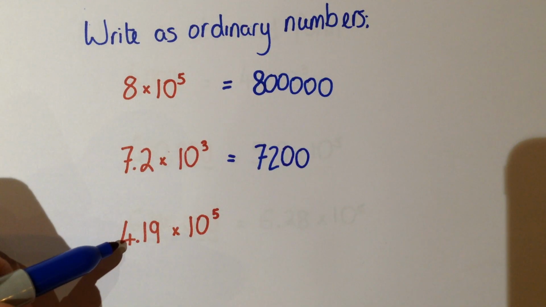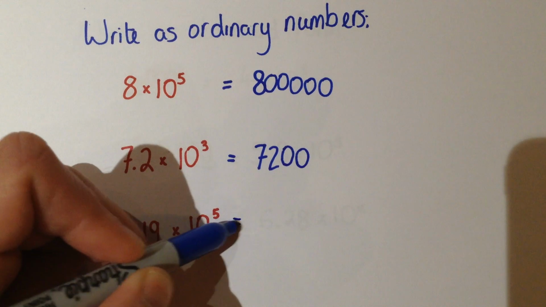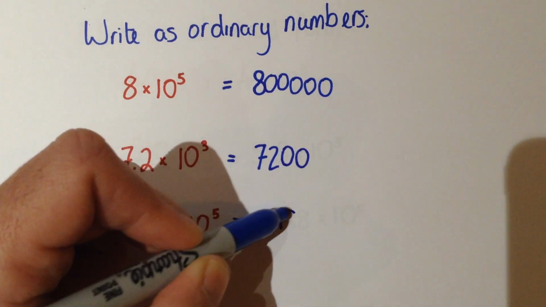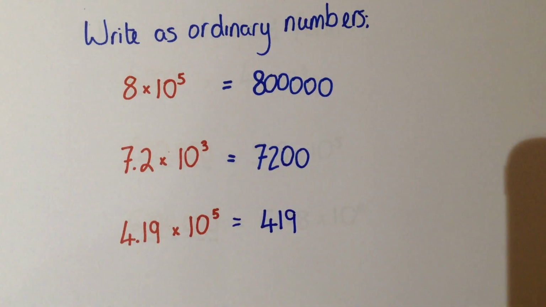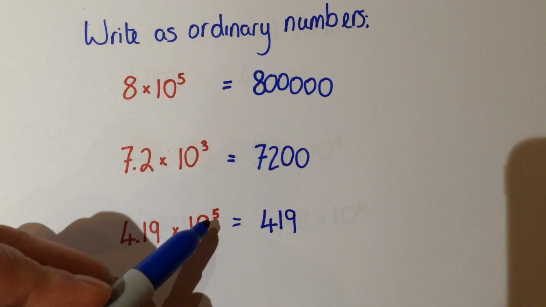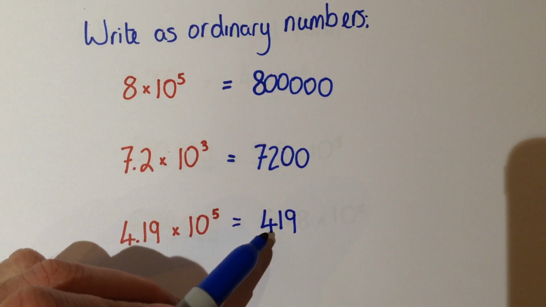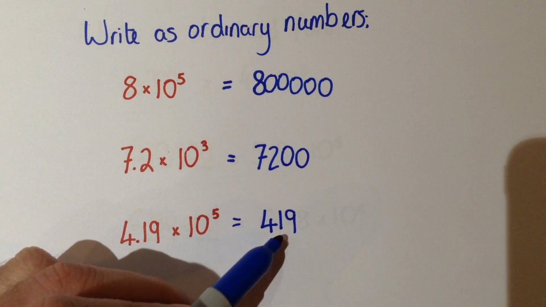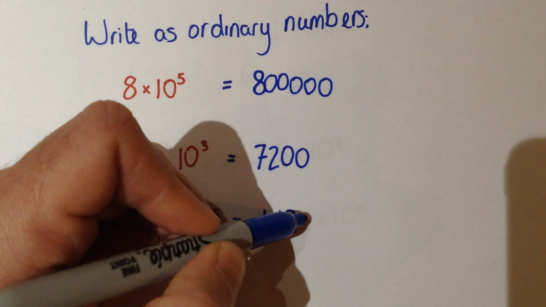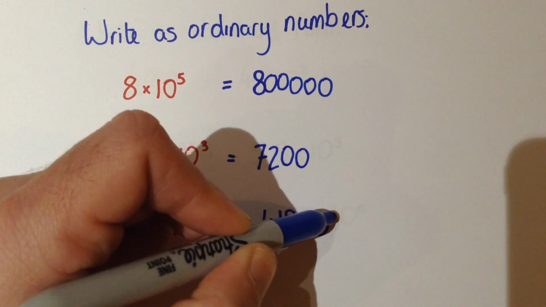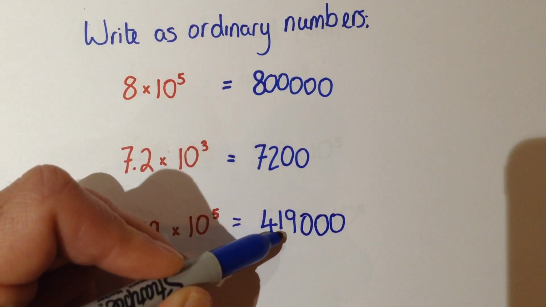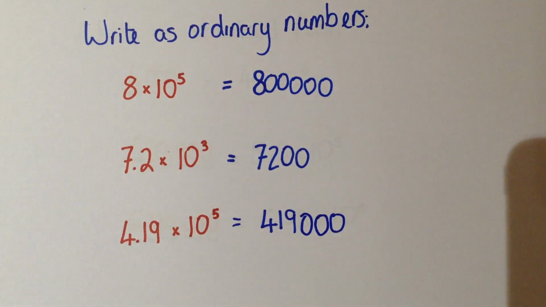And for the last one, 4.19, so my number has to start 419, times 10 to the power 5, so that means there's going to be 5 numbers after the first one, so 5 numbers after the 4. There's 2 there already, so I need another 0, 0, 0 to make there be 5 numbers after the very first one.